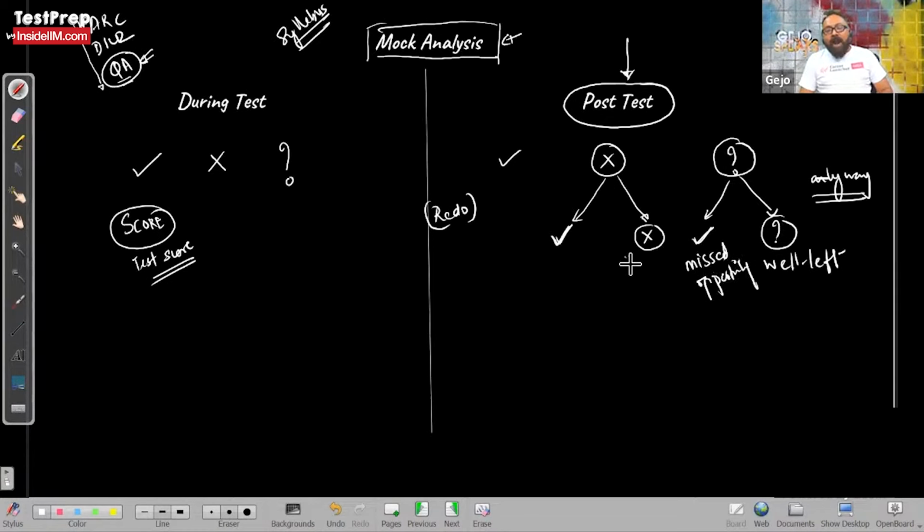This is unforced error. You didn't know it, yet you went for it. Okay, I think this would be unforced error. Nobody forced it.